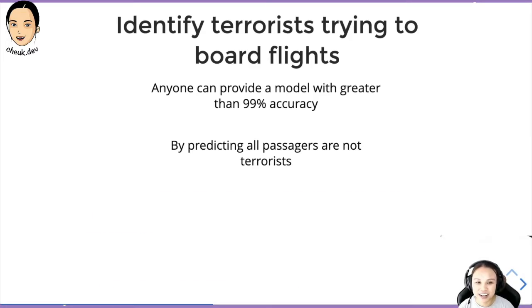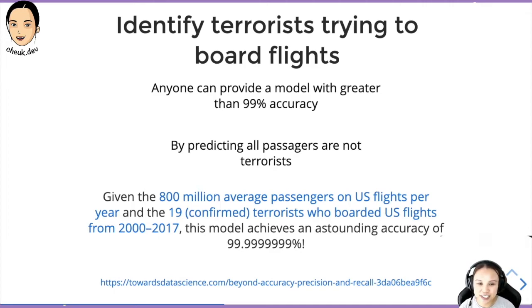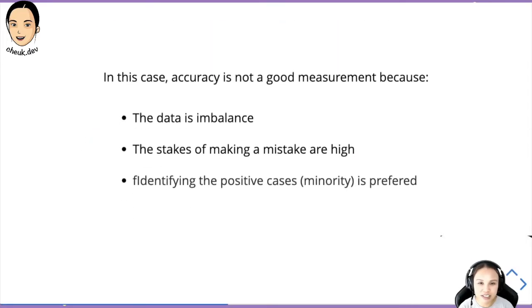So what's going on here? The data is that there are around 800 million passengers flying in the U.S., but only 19 confirmed terrorists. Only 19 terrorists got caught. So you can see the accuracy is over 99%, because it's so rare to have a terrorist boarding a plane. This is from the blog that I talked about, so you should read that afterwards.